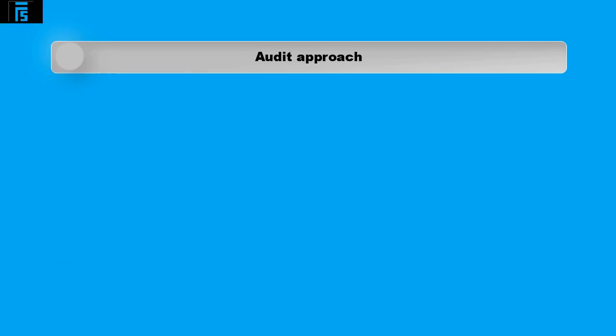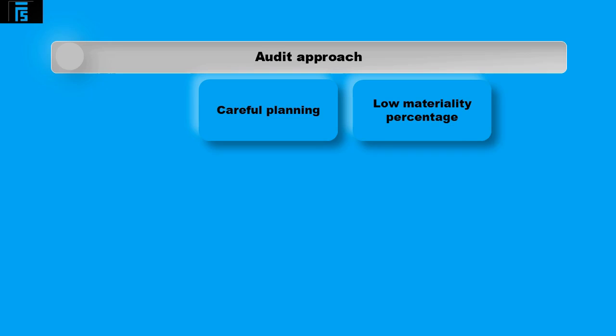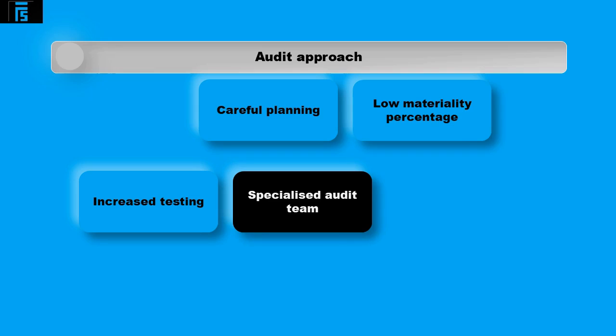The audit approach for this type of entity should include careful planning. The materiality percentage will be low to address the high risk. This will increase the amount of audit testing performed. A specialised audit team will be required. If controls are not deemed effective, pure substantive testing may be required.